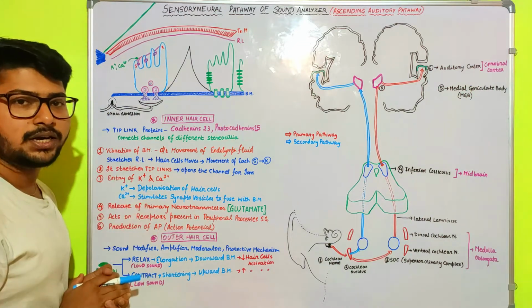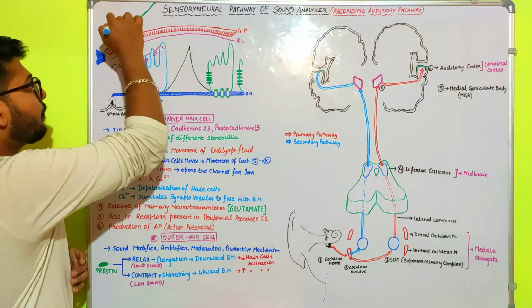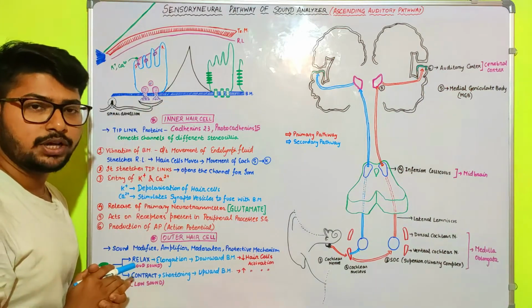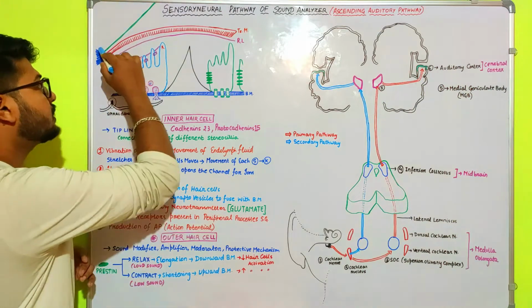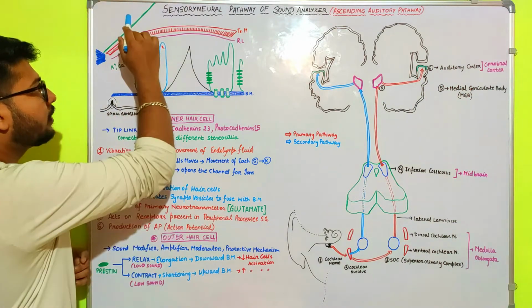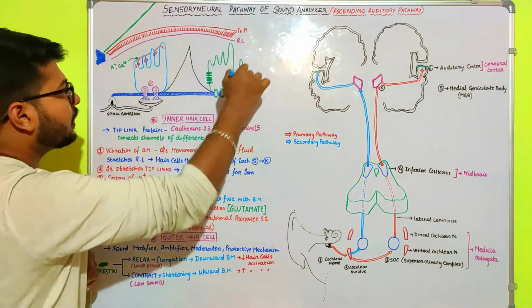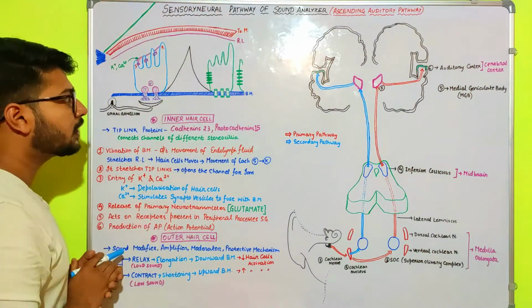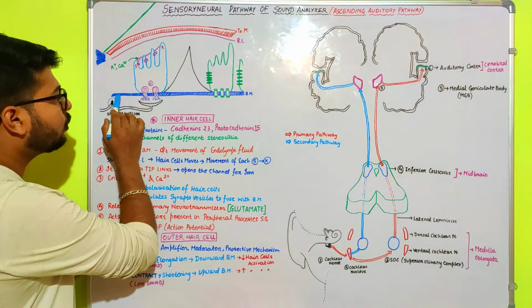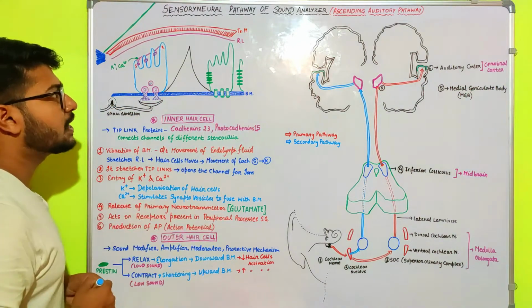Inside the cochlear duct, when this perilymph of the scala vestibuli vibrates, it also leads to vibration of the vestibular membrane, and then further it will vibrate the endolymph that is present inside this cochlear duct, which will further lead to vibration of the basilar membrane.